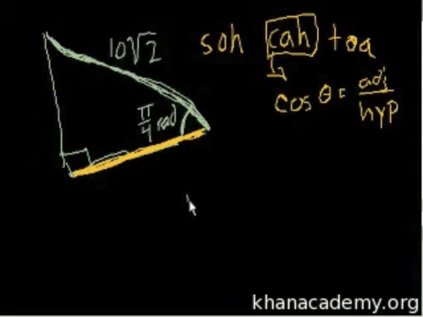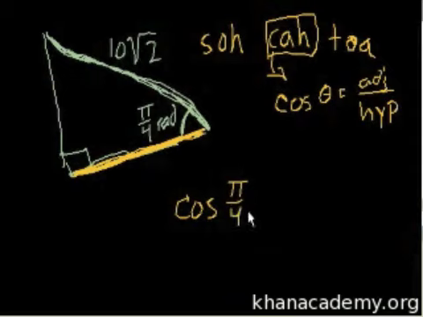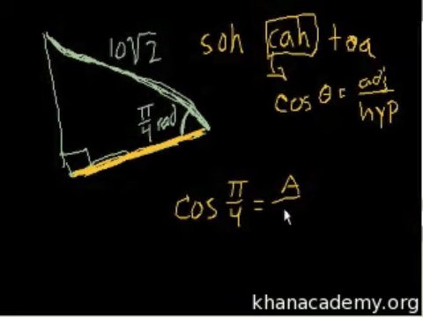So we know that cosine of pi over 4 radians, so let's say cosine of pi over 4, must equal this adjacent side right here. Let's just call that A for adjacent. The adjacent side divided by the hypotenuse. The hypotenuse is this side, and in the problem we were given that it's 10 square roots of 2.